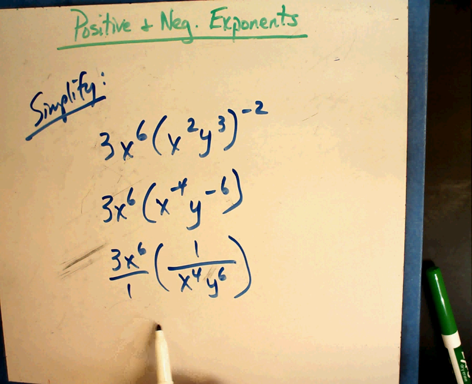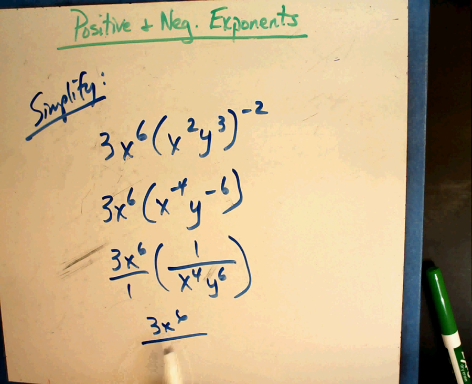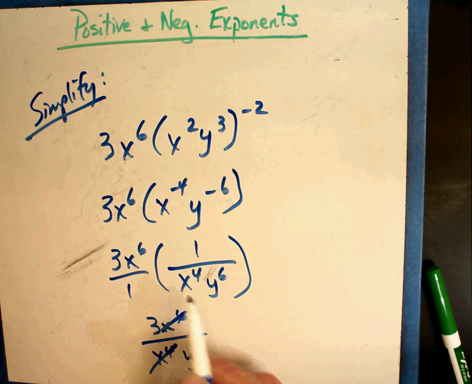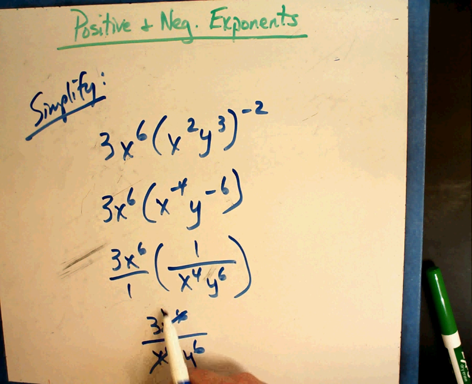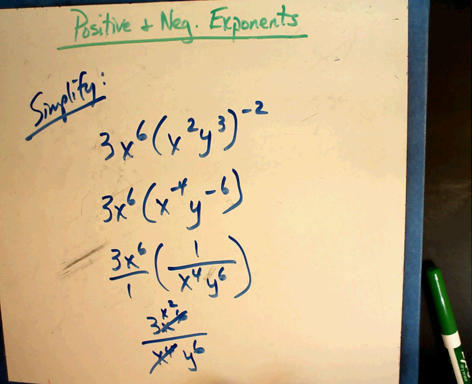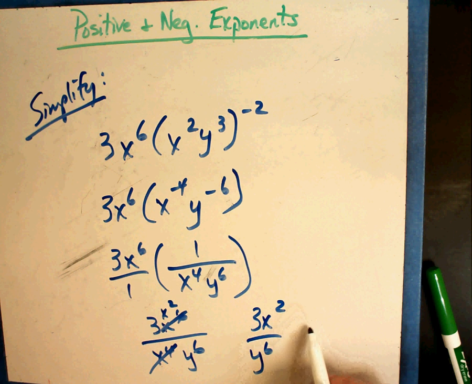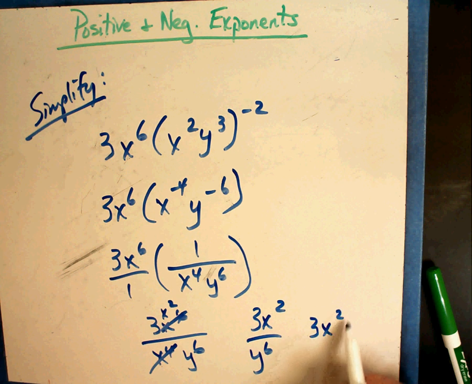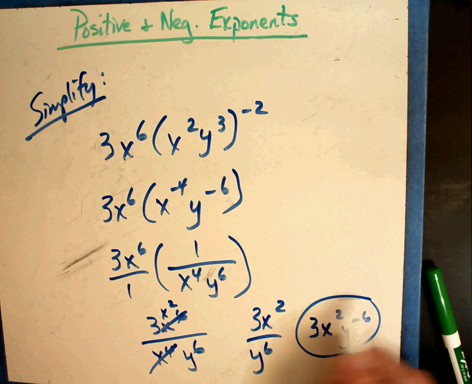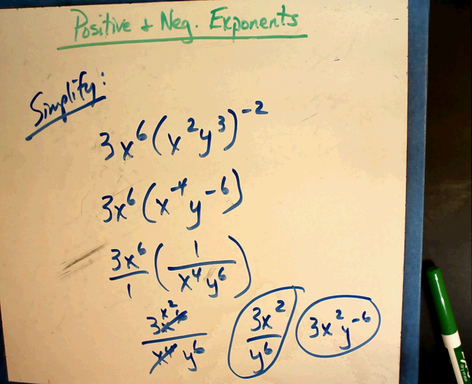3x to the 6th is the same as over 1. So basically, when I put it all together, I get 3x to the 6th over x to the 4th, y to the 6th. 4 of those, take 4 of those out, so I subtract and have x squared left. 6 minus 4 is 2. So it's 3x to the 2nd over y to the 6th, or can be written 3x squared y to the minus 6th. Both of those answers are acceptable.